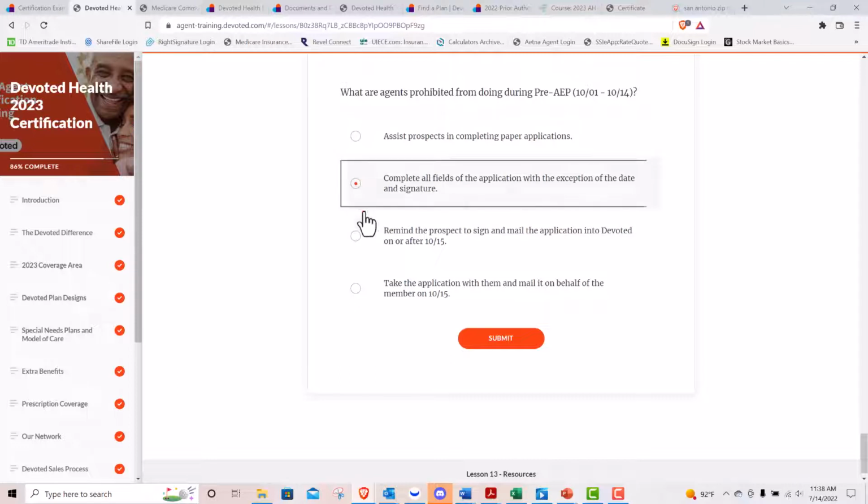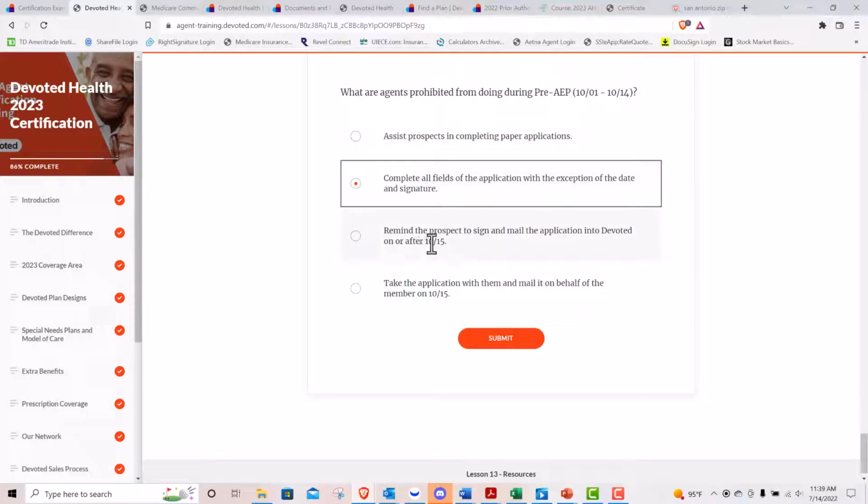Cannot do this either. Take the application with them and mail it on behalf of the member. Huh. I, for one, do not do any marketing at all during this period, so I honestly don't remember. But I'm pretty sure these two are almost the same.